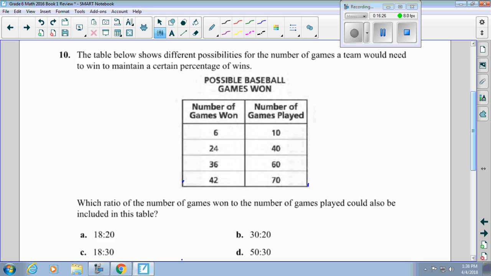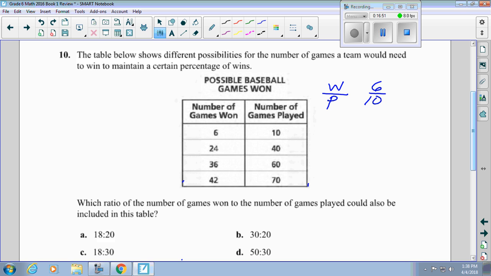So we look at 6 to 10, right? So if you won 6 out of 10 games played, so if we're talking about games won on top, games played on the bottom, we would have 6 out of 10, right? For every 6 games we won, we played 10. All right, so anyway, let's read this question again.